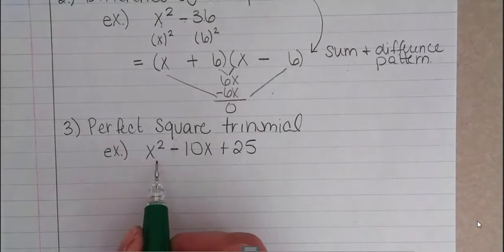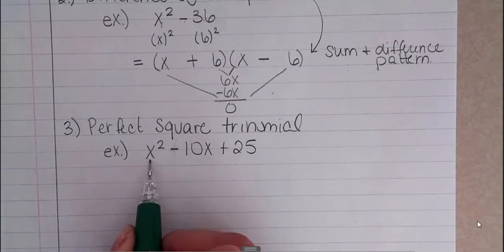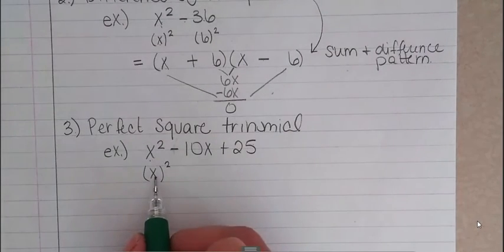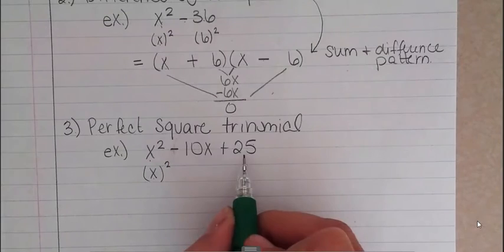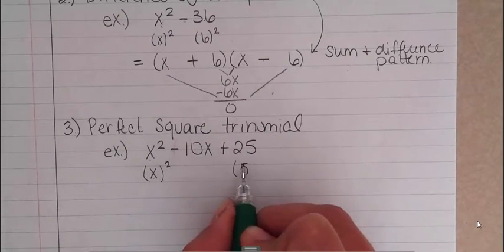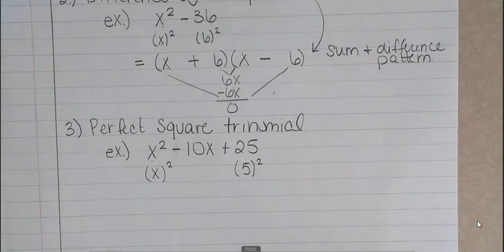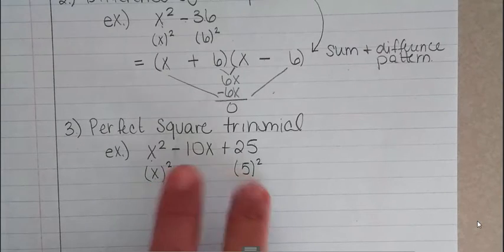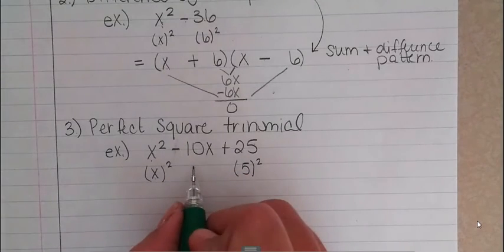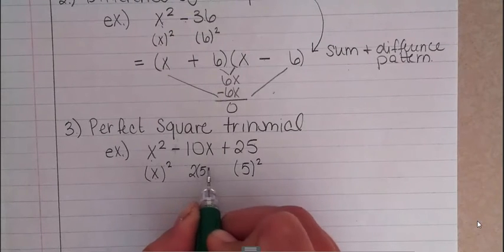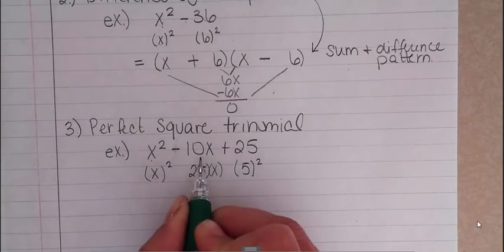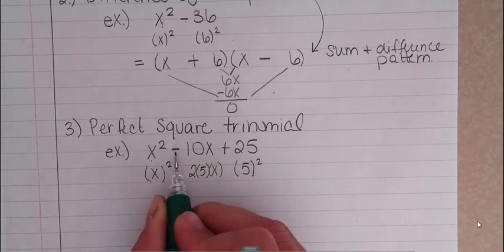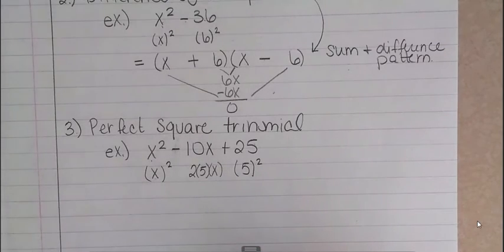Okay. So on this one, I notice that my first term is a perfect square, right? It's x squared. I'm writing like the square root in these parentheses. I notice that my last term is a perfect square as well. It's 5 squared, right? Now the question would be, if I took those two and I multiplied them and I doubled it, would I get that middle term? So if I do 2 times 5 times x, do I in fact get 10x? And I do, right? Okay, and the way that I'm going to get this negative, you'll see, is that I have to have a negative sign.